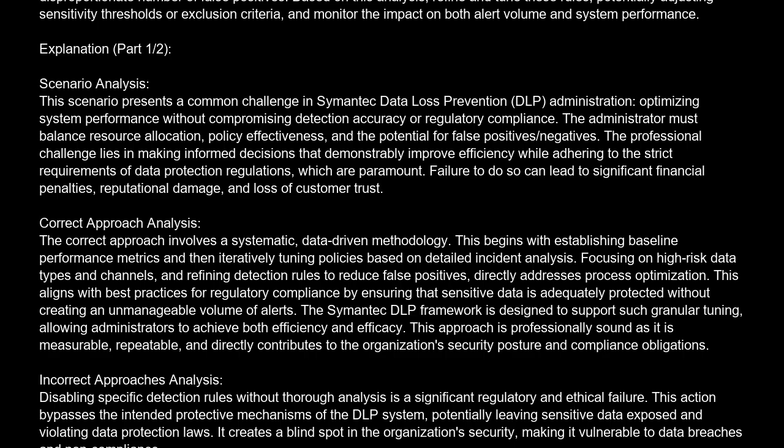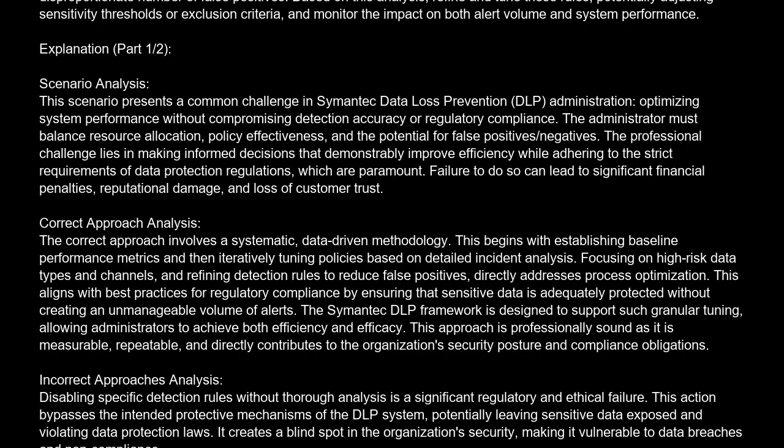Explanation. Scenario analysis. This scenario presents a common challenge in Symantec Data Loss Prevention (DLP) administration: optimizing system performance without compromising detection accuracy or regulatory compliance. The administrator must balance resource allocation, policy effectiveness, and the potential for false positives and negatives. The professional challenge lies in making informed decisions that demonstrably improve efficiency while adhering to the strict requirements of data protection regulations, which are paramount. Failure to do so can lead to significant financial penalties, reputational damage, and loss of customer trust.